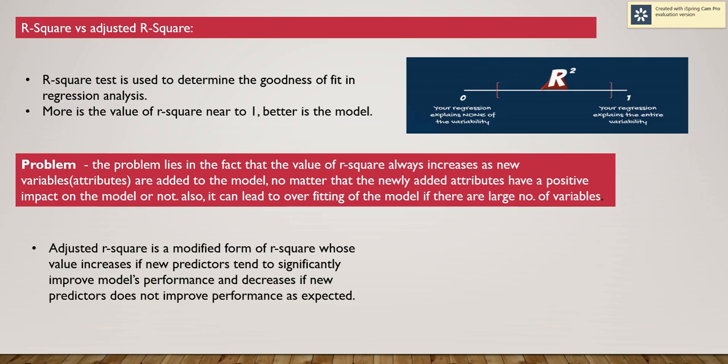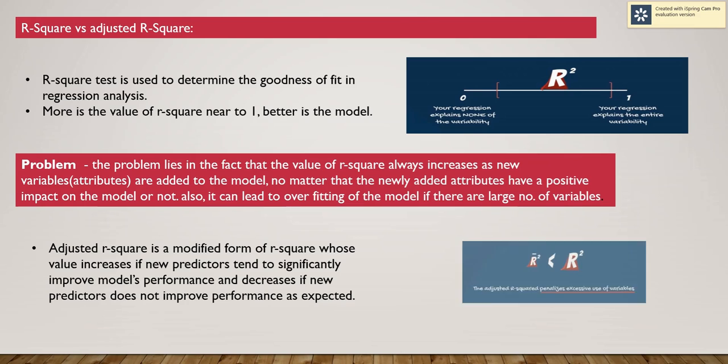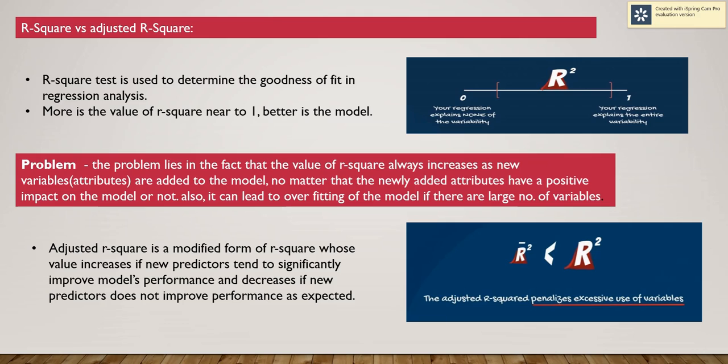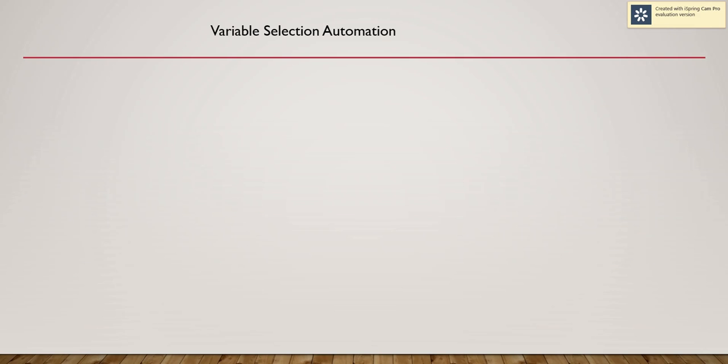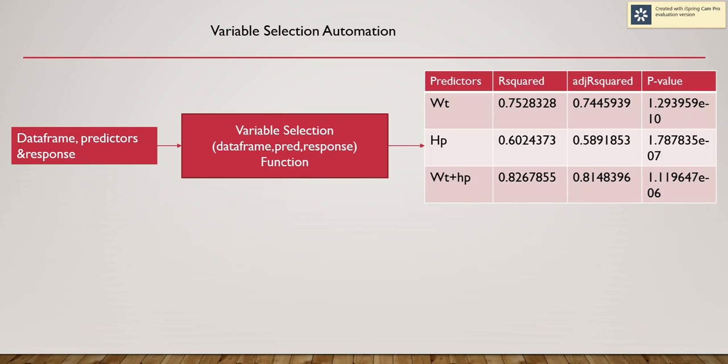The problem is that the value of R-squared always increases as a new variable is added to the model, and hence it can lead to overfitting of the model. And that's why we go for adjusted R-squared. Adjusted R-squared is a modified form of R-squared whose value increases only if the predictor improves the model performance significantly. So here we go into our variable selection function.